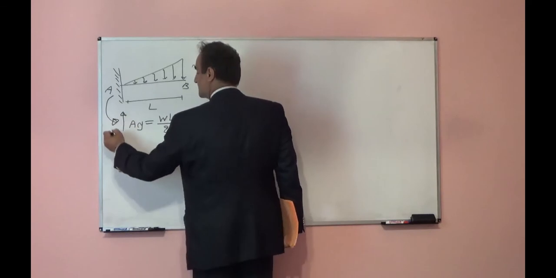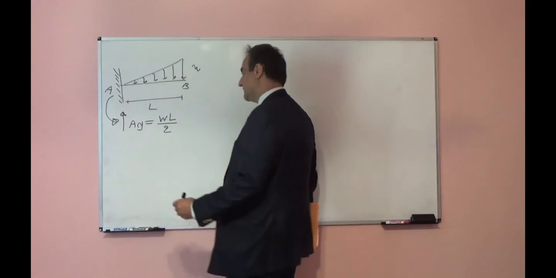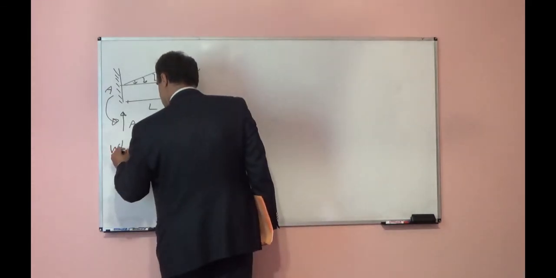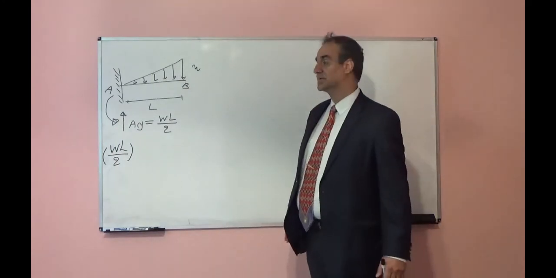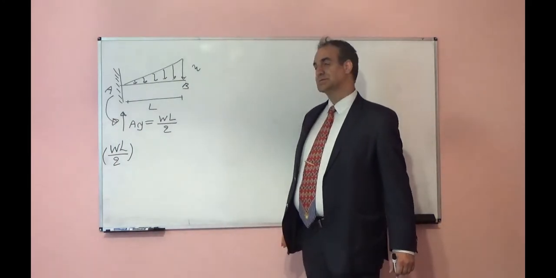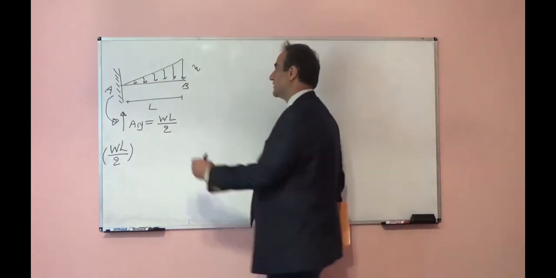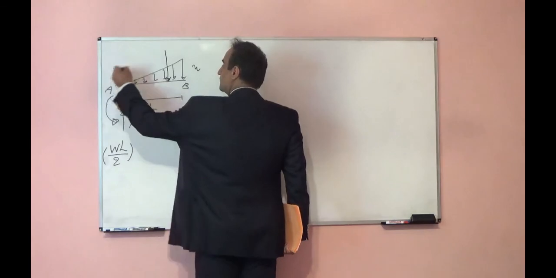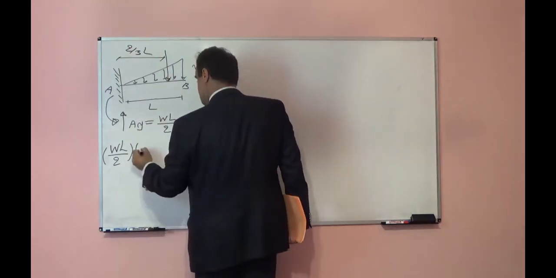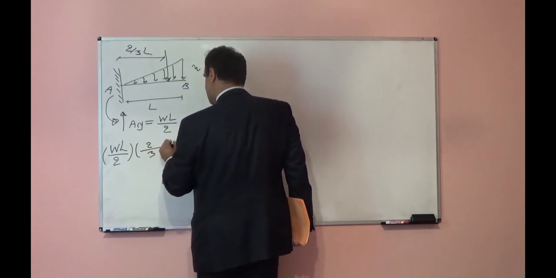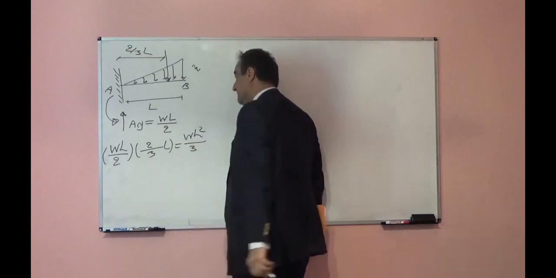Moment at the support. If I take moment with respect to point A, it will be the resultant force, meaning WL over 2, the entire load, times the distance of the resultant up to point A. The resultant will be at the centroid of that triangle, and the distance from point A will be 2 over 3 times L. So times 2 over 3 times L, the moment will be WL squared over 3.